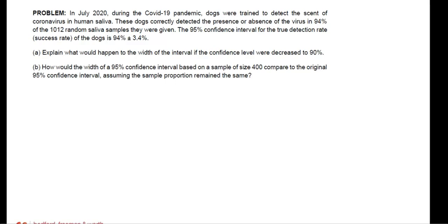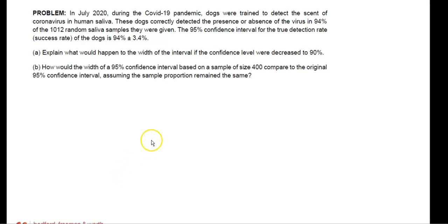In July 2020, during the COVID pandemic, dogs were trained to detect the scent of coronavirus on human saliva. These dogs correctly detected the presence or absence of the virus in 94% of about 1,000 random saliva samples that were given. The 95% confidence interval for the true detection rate of the dogs is 94% plus or minus 3.4%. Explain what would happen to the width of the interval if the confidence level decreased to 90%.